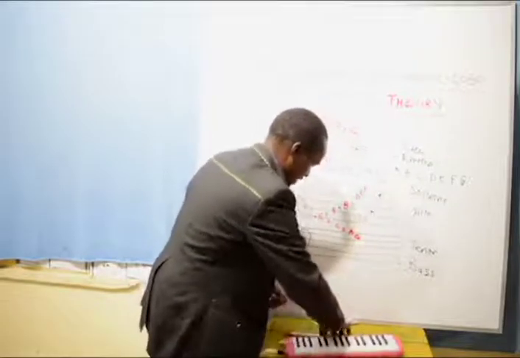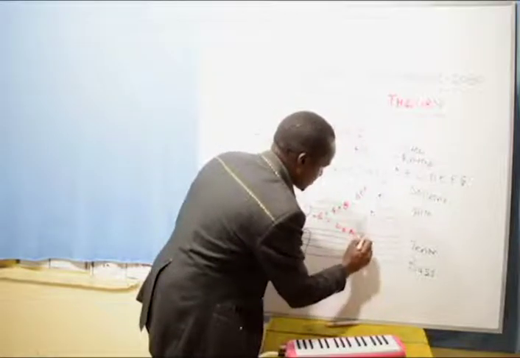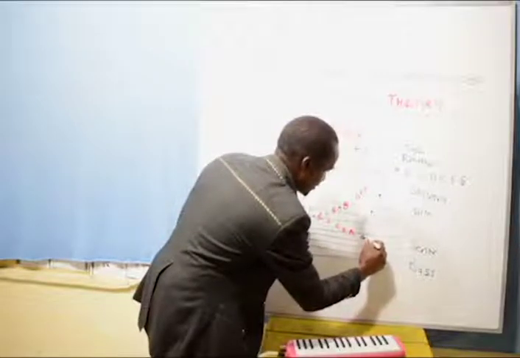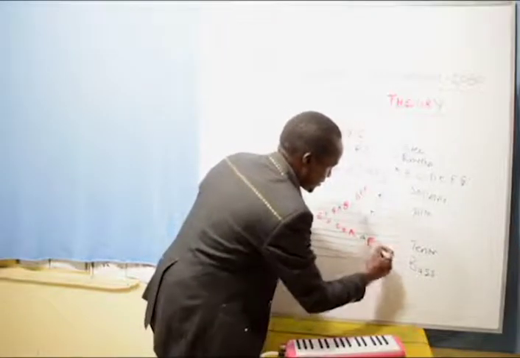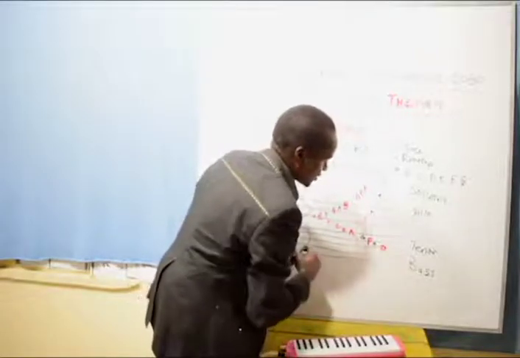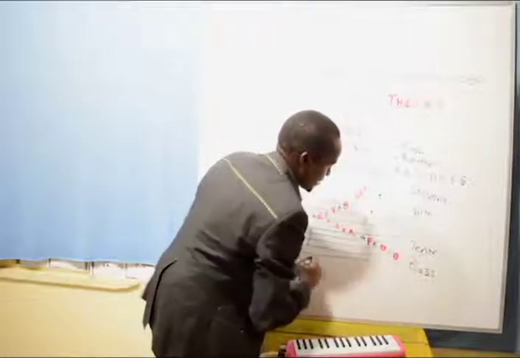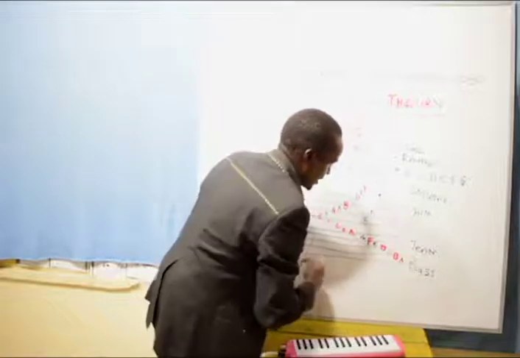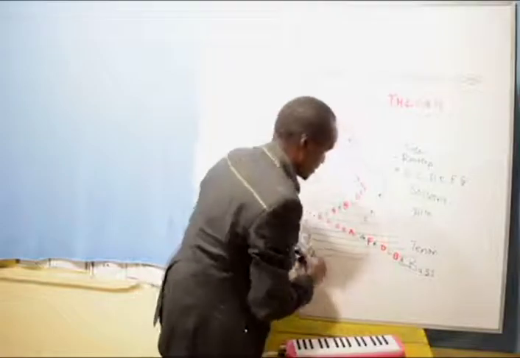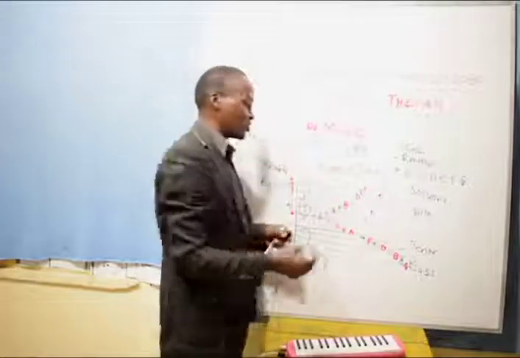Actually, let me use different colors like we did with the upper clef. So the space here is G. Then after G we usually have F. Then after F we have E. After E we have D. After D we have C. After C we have B. After B we have A. And then we finish with the last line down there, which is G. There is a reason why I'm doing them progressively like this. After G we always go to A.